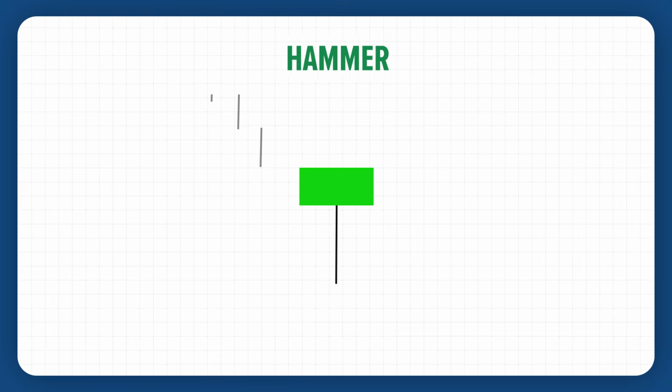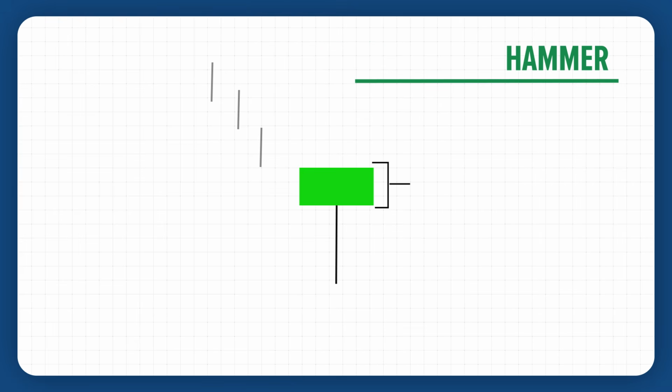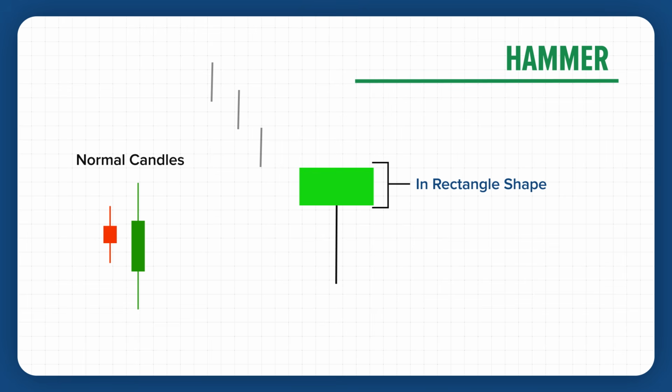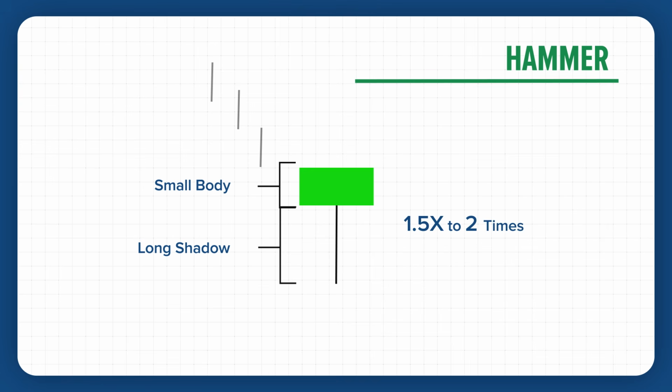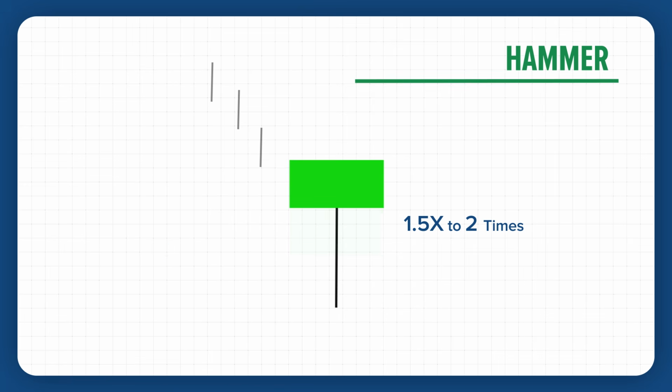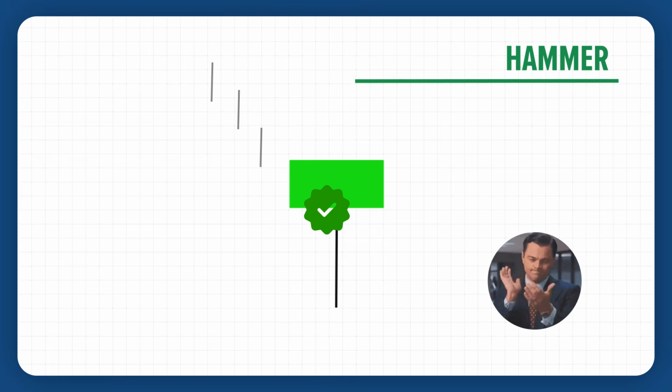First, the hammer, where the body of a candle is the rectangle shape that we have here. Some of the candles are long and tall, others are short and stocky. In this instance right here, we have a very small body candle with a long shadow underneath the candle, which is going to be 1.5 to 2 times the length of the body. And as you can see here, the shadow is more than 2 times the length of that body. So that qualifies the candle as an official hammer.